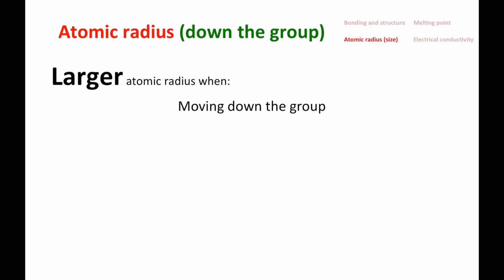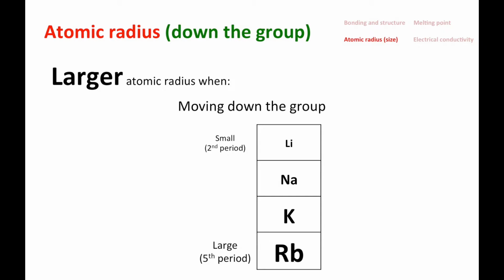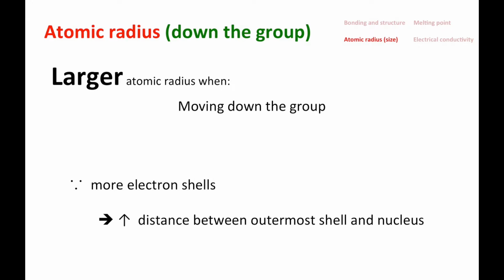For atomic size, atoms become larger when moving down the group. Here is an example. In group 1, lithium has the smallest size and rubidium has the largest size. They differ only in the period number, and here is the reason. When they move down the group, they get more and more electron shells, and this increases the distance between the outermost shell and the nucleus, and then increases the size.